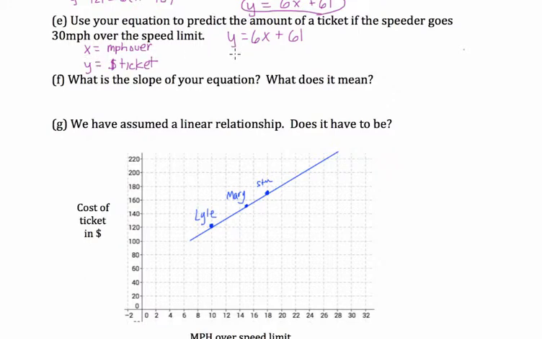y equals 6x plus 61. I know the speeder's going 30 miles per hour over the speed limit. I want to know the amount of the ticket. So what's the 30? Well, that's miles per hour over the speed limit, so I'm going to put that in instead of the x.